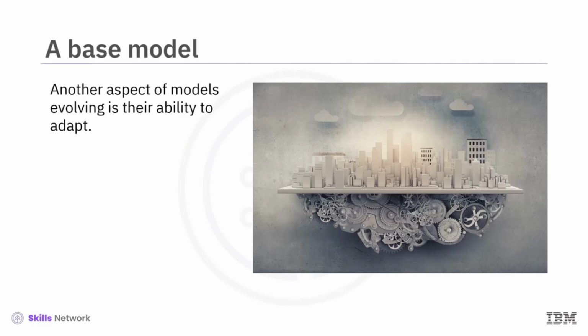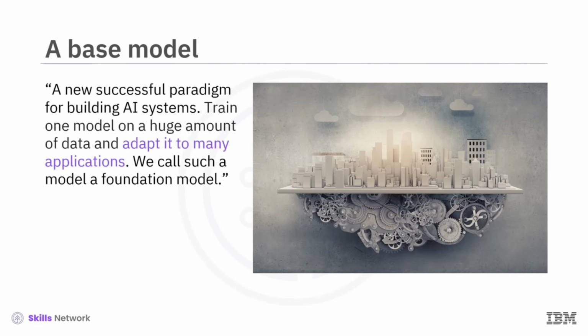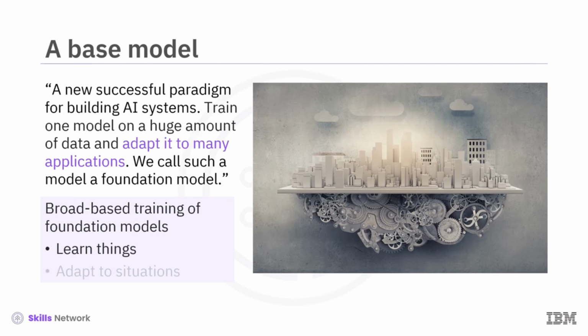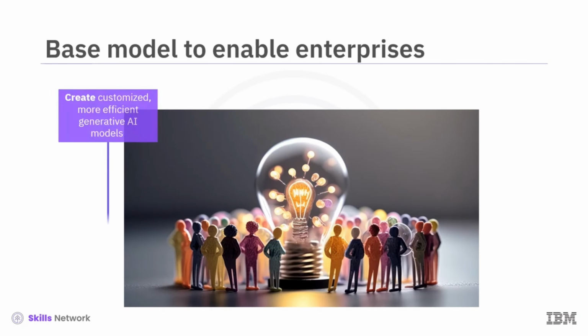Another aspect of models evolving is their ability to adapt. The definition also suggests that we can adapt a foundation model to many applications. This is possible because of the broad-based training of foundation models, which allows them to learn new things and adapt to new situations. Small businesses can leverage this capability to create customized, more efficient generative AI models at an affordable cost. This is why foundation models are also called base models.